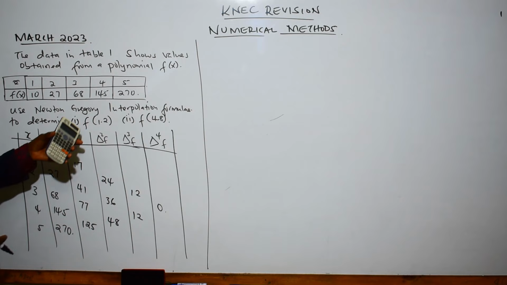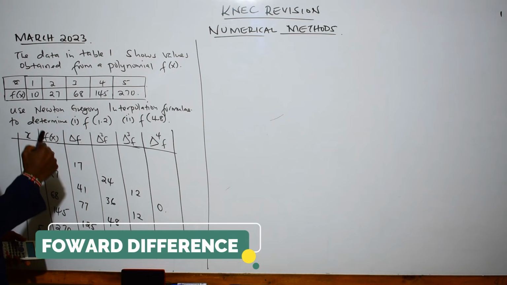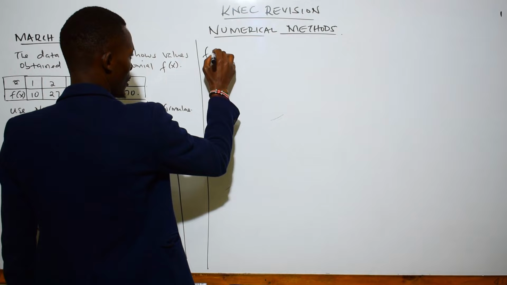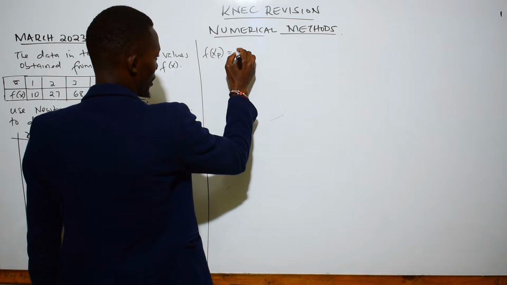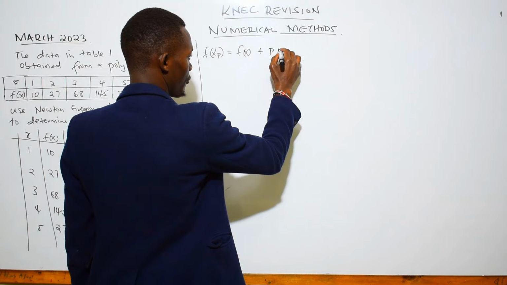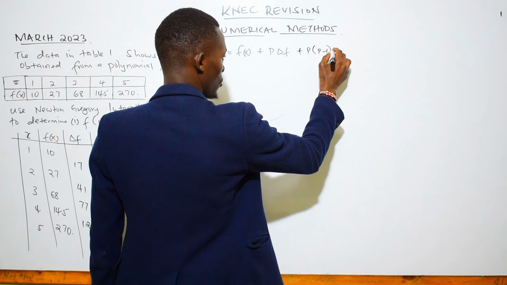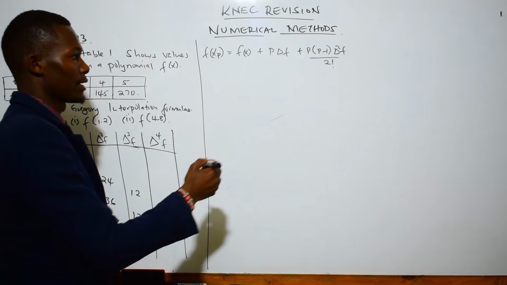f of 1.2. So when your value of x is 1.2, generally, first of all, we can write the general forward difference formula. So this one shall be given by, so we have our fx here, right? Then plus p, then our first difference, right? Then plus p, then p minus 1, then our second difference over 2 factorial, then plus, this one continues.